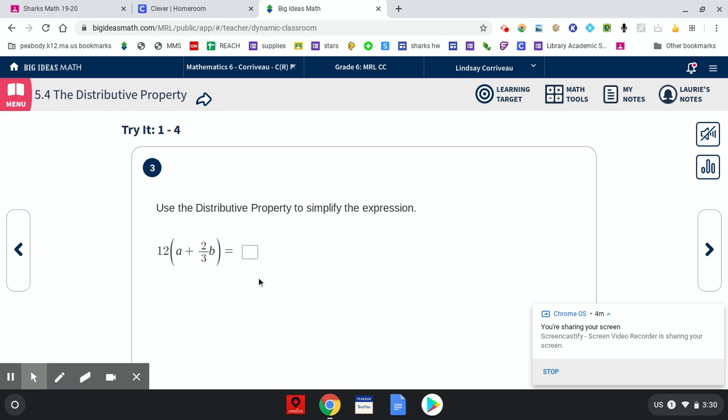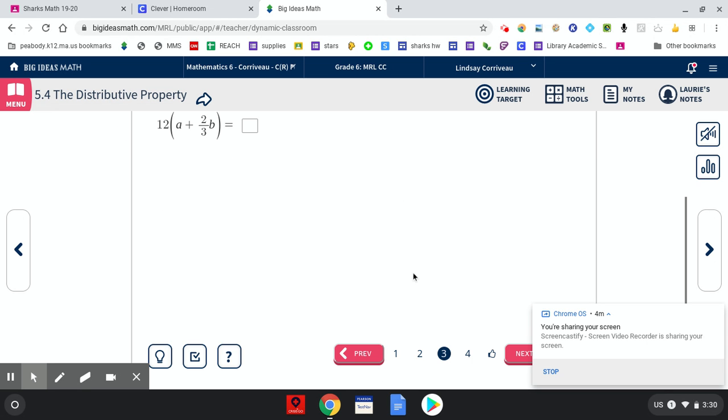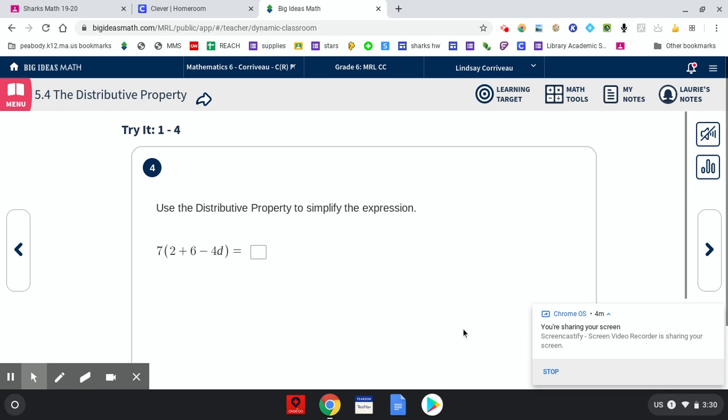You can try this one. This one's a little bit trickier. I would just change the 2/3 to a 2 just to make your life easier, just to make sure you understand the skill. Or you could keep it a fraction if you want. If you don't want to, you can just pretend 2/3 is a 2. Do the same exact thing. And then this would be the last one to try.